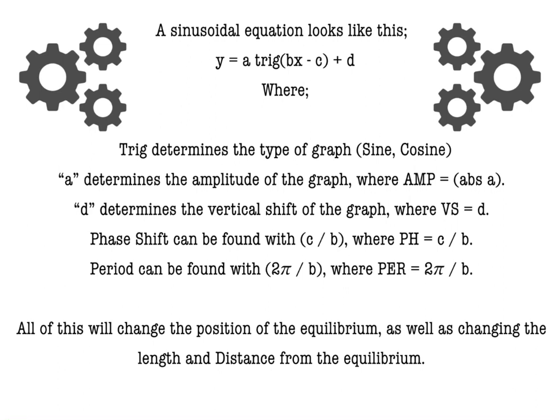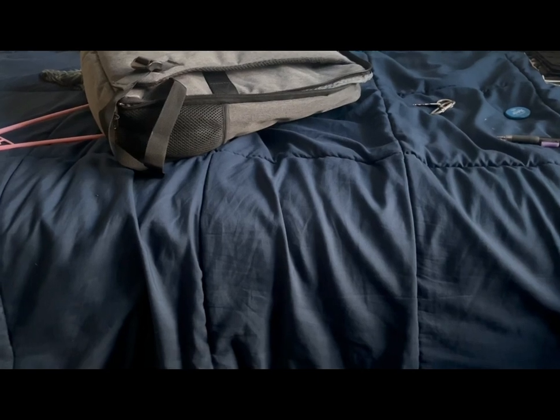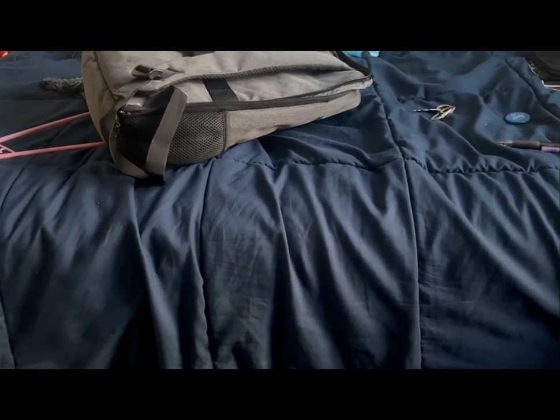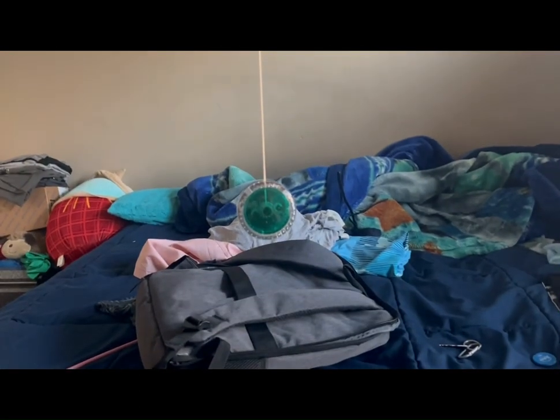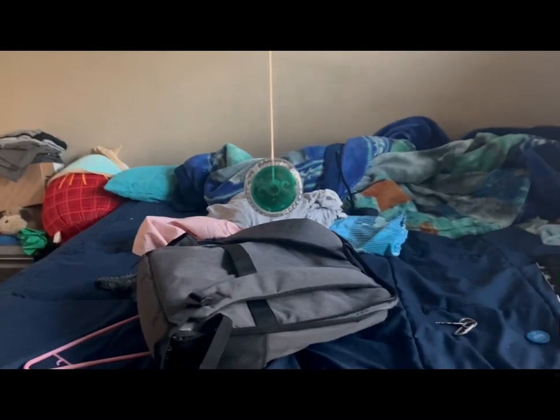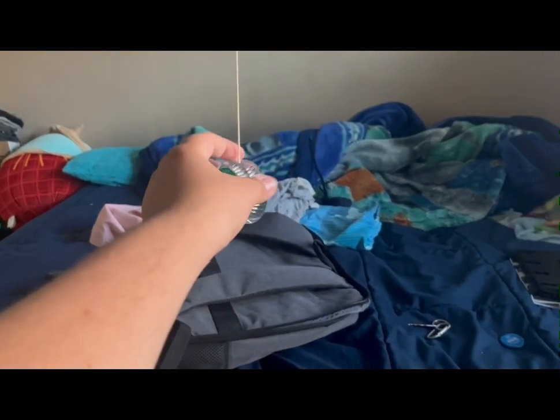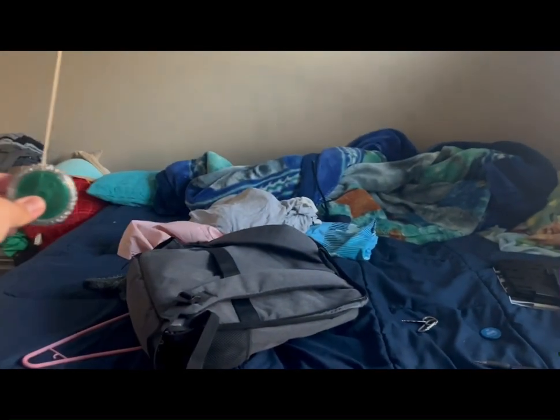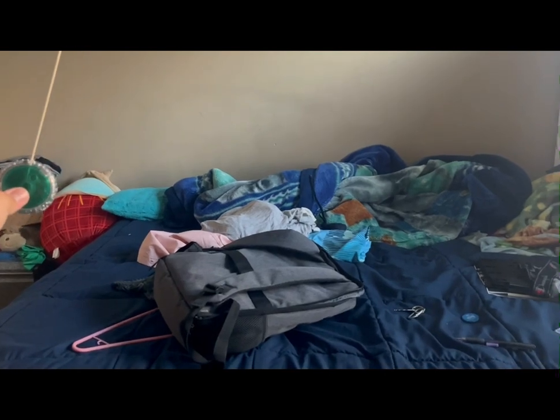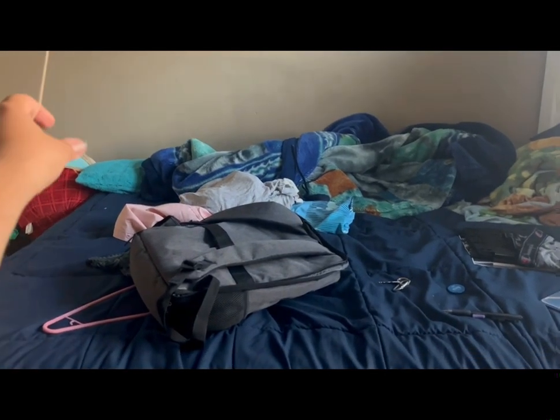All of this will change the position of the equilibrium, as well as changing the length and distance from the equilibrium. The model that I will be using to represent simple harmonic motion is a pendulum. Well, it's a yo-yo attached to my ceiling fan. I will demonstrate by swinging it back. Try that again.